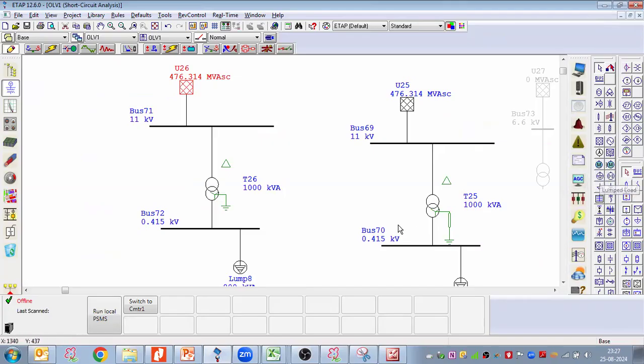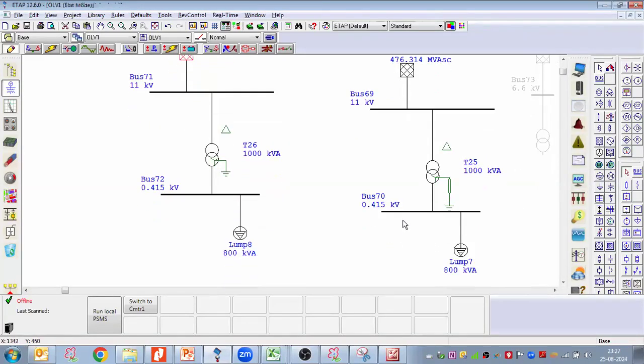So what we will do, if we have a large rating motor, say 500 kilowatt, 1000 kilowatt, 300 kilowatt, that motor we will connect individually, and we will define the motor rating.